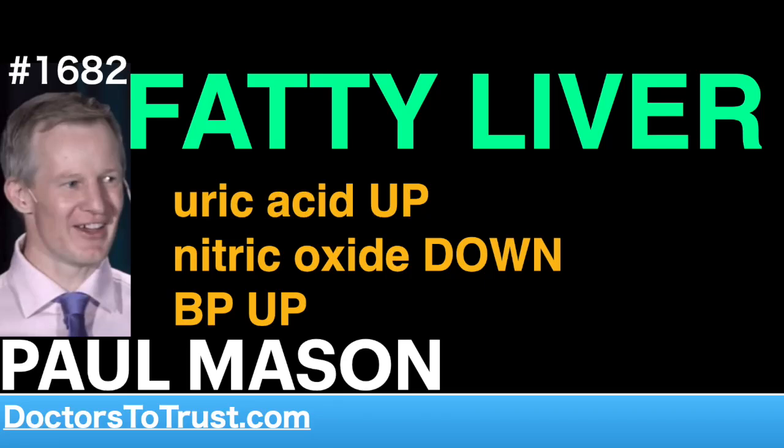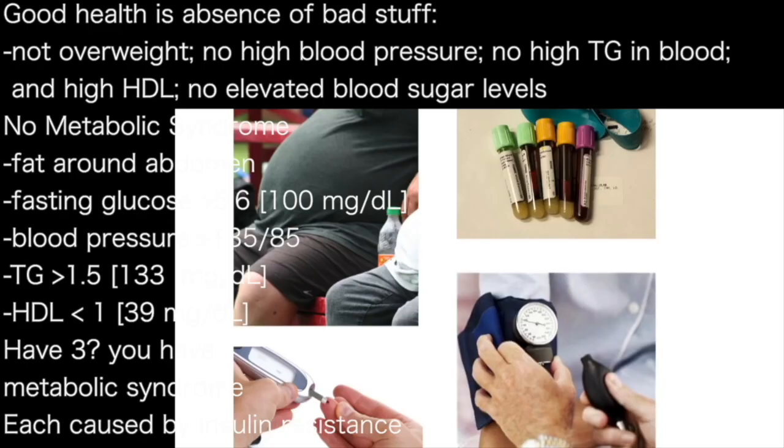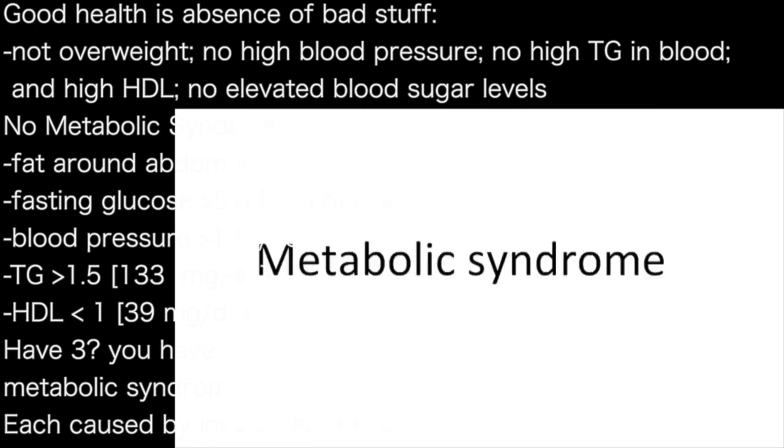When I was talking about good health, I thought, well, what is good health? It's the absence of bad stuff. It means you're not overweight. You don't have high blood pressure. You don't have high levels of triglycerides in your blood. The level of HDL, the good protective cholesterol, is high, or it ought to be high, and you don't have elevated blood sugar levels. So, in essence, good health is the absence of what we call metabolic syndrome.